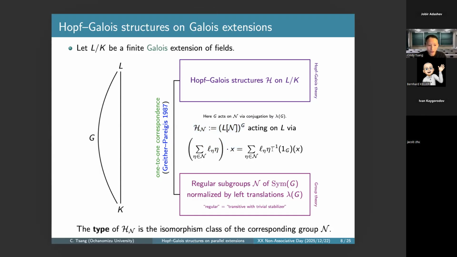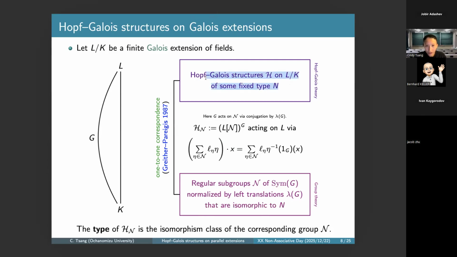So in the title, it says cyclic type, it's Hopf Galois structures of cyclic type. What we mean by type is that when you look at this correspondence, the type of a Hopf Galois structure is the isomorphism class of the corresponding regular subgroup. That's what we mean by type in the title. So in particular, if you fix some type N in advance, then in this one-to-one correspondence, fixing the type just means that you fix the isomorphism class of the regular subgroups that you look at.